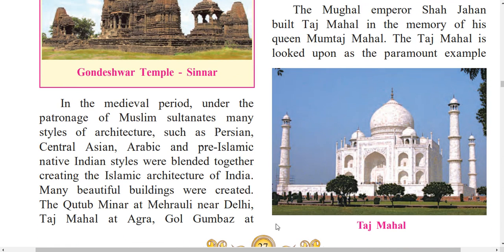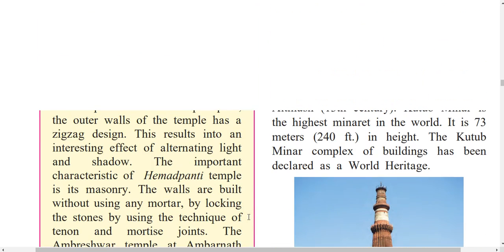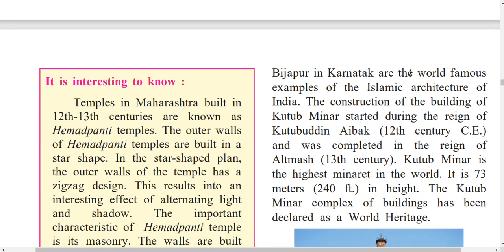In the medieval period, under the patronage of Muslim sultanates, many styles of architecture such as Persian, Central Asian, Arabic, and pre-Islamic native Indian styles were blended together, creating the Islamic architecture of India. Many beautiful buildings were created. The Qutub Minar at Mehrauli near Delhi, Taj Mahal at Agra, and Gol Gumbaz at Bijapur in Karnataka are the world famous examples of Islamic architecture of India.